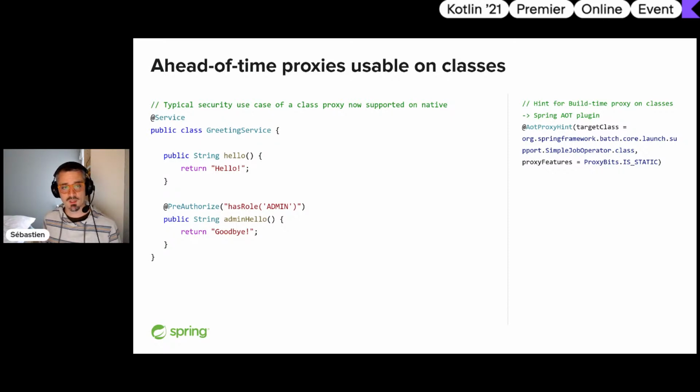Previously, with GraalVM Native, we were only able to support that on top of interfaces, because that was supported with configuration on the native platform. But proxies on classes were not supported, because on the JVM we do that by creating bytecode at runtime with the CGLIB library, for example, and that's not supported on native. So what we did is that we now create those proxies ahead of time during the build, and that allows us to support this kind of pattern, like using @Transaction or @Transactional or @PreAuthorize on plain classes.